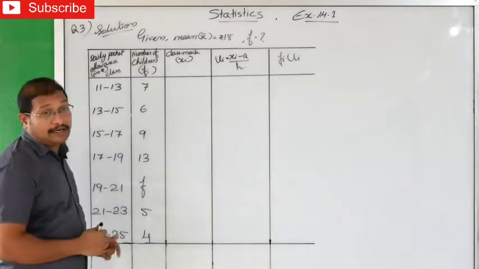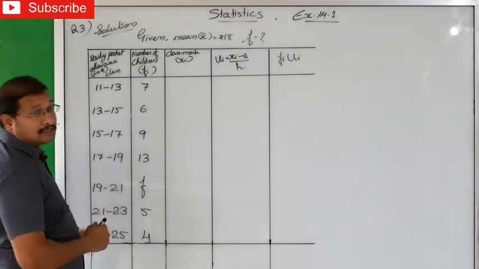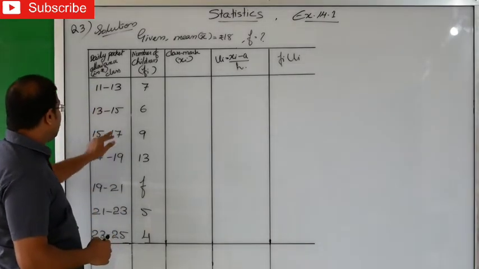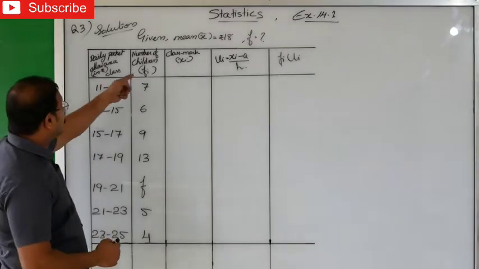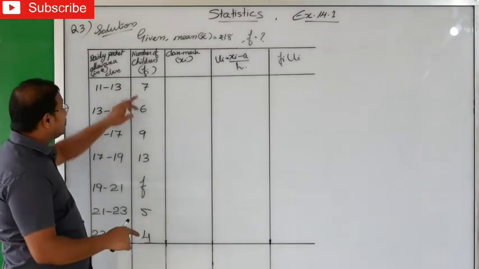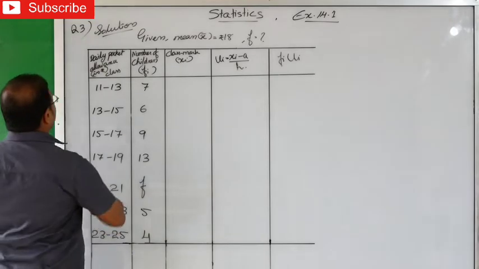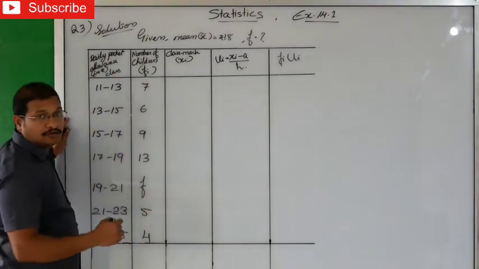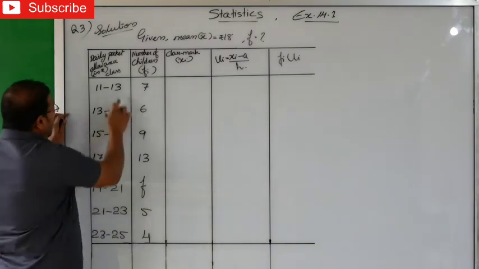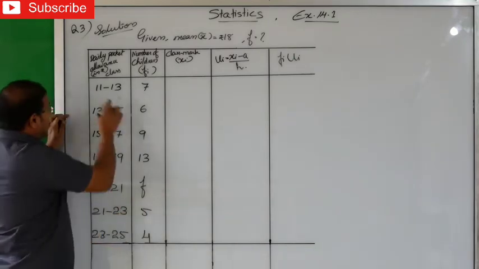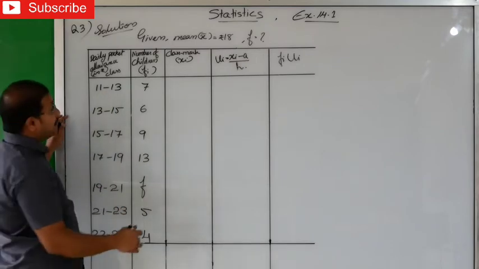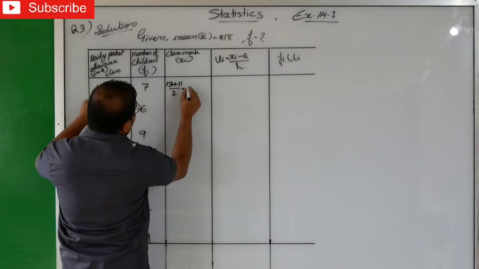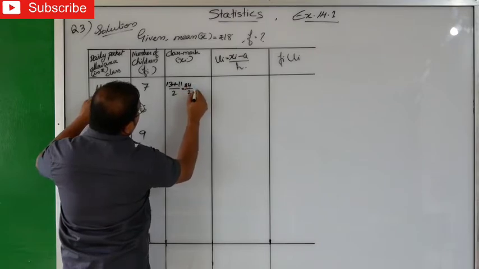First, the daily pocket allowance is kept as classes 11 to 13, 13 to 15, as already given. After that, the number of children is also given in the question. That will be the frequency. From the classes, we will find the class mark. To find the class mark, what will you do? Upper limit plus lower limit divided by 2. That means 13 plus 11 by 2 equals 24 by 2 equals 12.